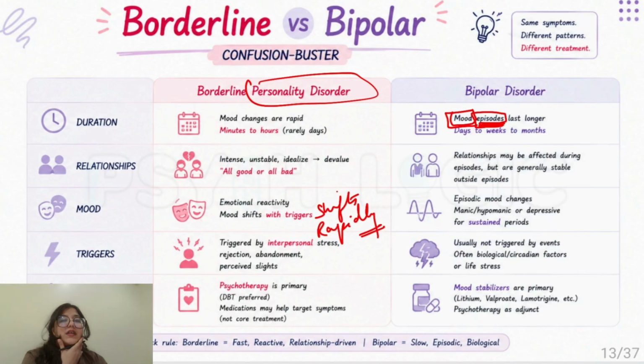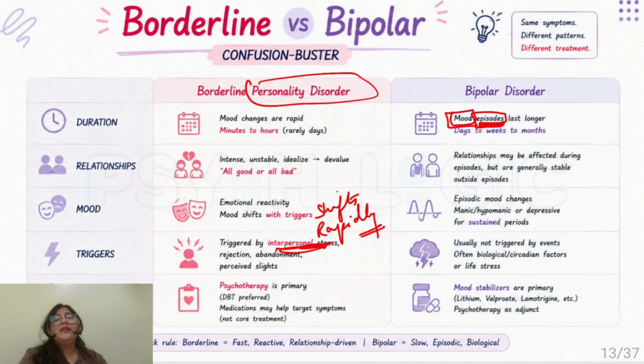And in borderline personality disorder, emotions are usually triggered by interpersonal stress, interpersonal events, a disagreement, someone canceling on plans, someone leaving, a fear of abandonment. In bipolar disorder, they occur independently of immediate events. They're not triggered by immediate events.